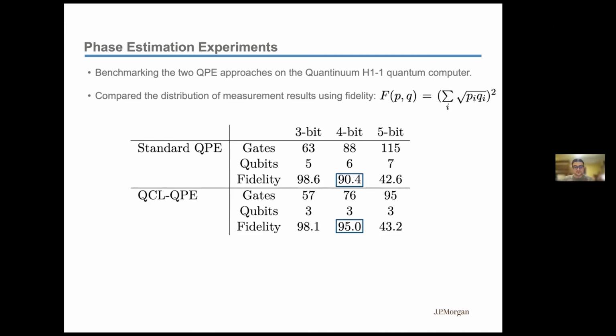Lagrange multipliers. So here, we compare the standard QPE and the quantum conditional logic version. For varying precisions, 3 bits, 4 bits, and 5 bits, we estimate the number of gates and the qubits that are required. And this fidelity is the classical probability fidelity. So we take the probability distribution, and you could use different distances as well. With this one, we just chose the fidelity metric. This shows how close the probability distributions output on the hardware versus the simulator are. And we see with 4 bits, we do get a higher fidelity with QCL QPE.